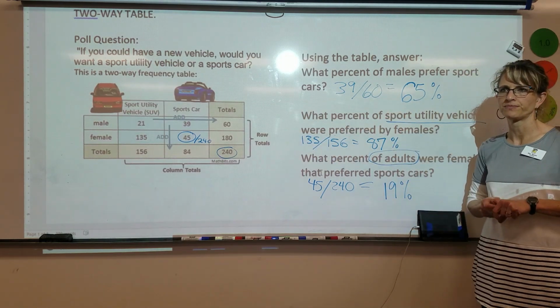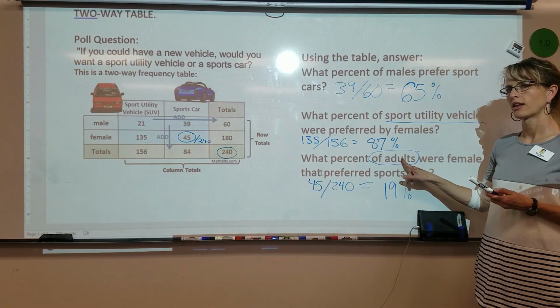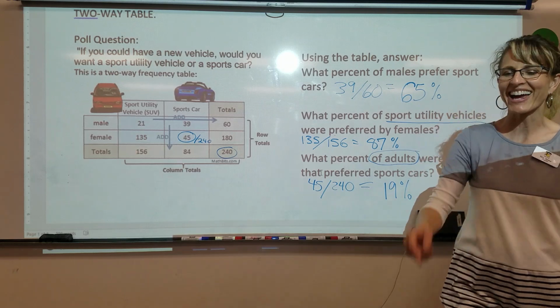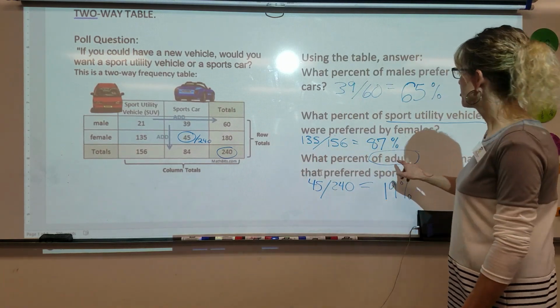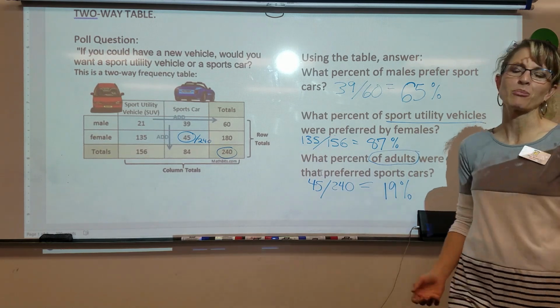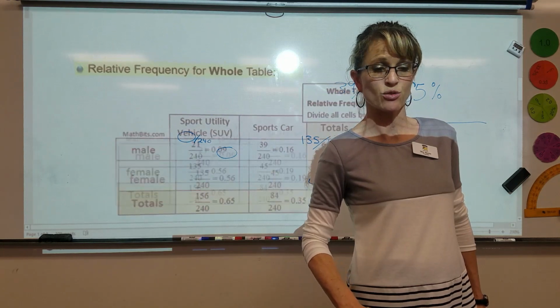Any questions on how to read the table and why we answered the questions the way we did? Annika? It's more of a comment, but it says of adults. How did we know that they were all adults? You're right, it could have been kids. So maybe it would be better if it said people. People. Okay.